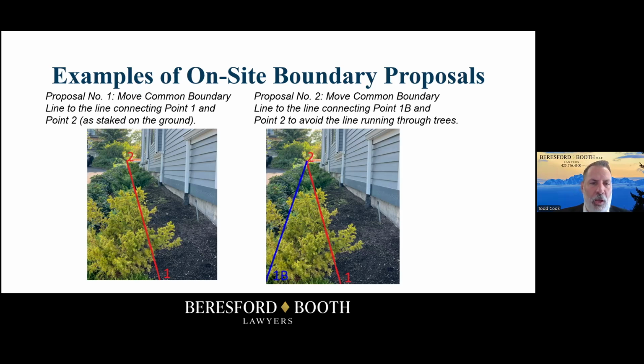So here, I've made a fictitious counter proposal where instead of connecting line 1 and 2, we're now connecting line 1B to point 2. So it's the same endpoint on the far end, but in the close end, it's moved. The line is moved to the left a few feet. And the reason here is this is putting the line between these two rows of trees. So this is a proposal that would account for the fact that there are landscaping features there that could cause a problem in the future.